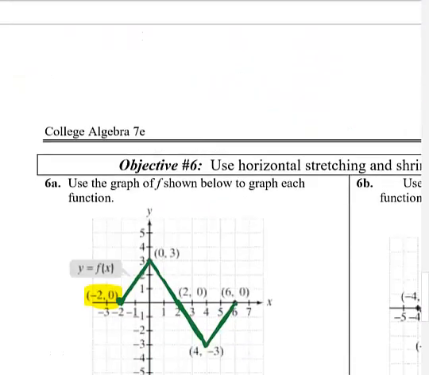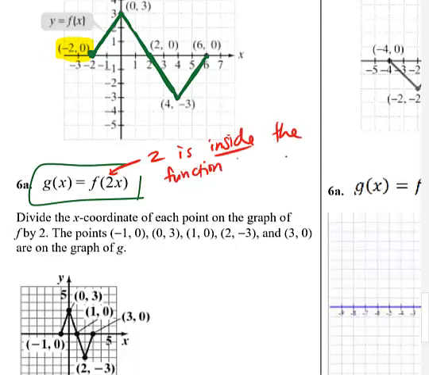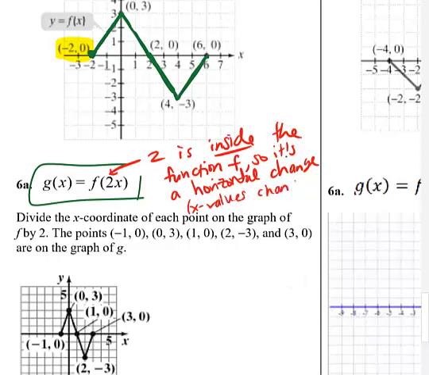I'm sorry, I screwed up. Now they're giving us the 2 inside the function f. So it's some kind of horizontal change. That's what we've found out so far: if a number is adding or subtracting or multiplying inside the function, that's a horizontal change. If it's outside the function, that's a vertical change. A horizontal change means x values are changing, not the y values.